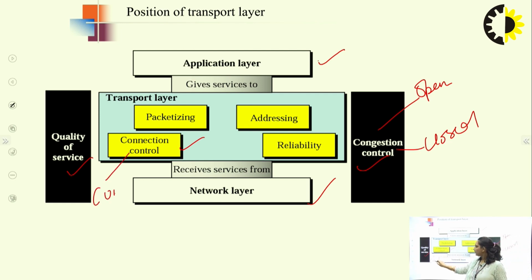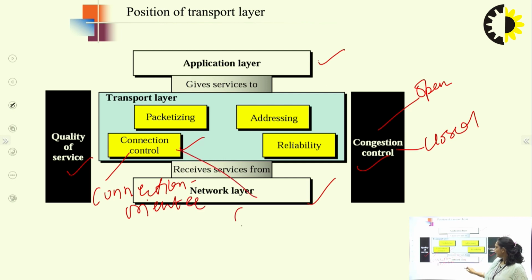There are two types of connection control in the transport layer. The first is connection oriented, and the second type is connectionless. In connection oriented, when we have to send any data from source to destination, we have to establish a connection.